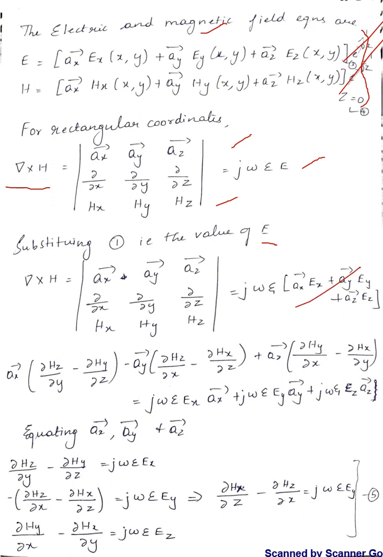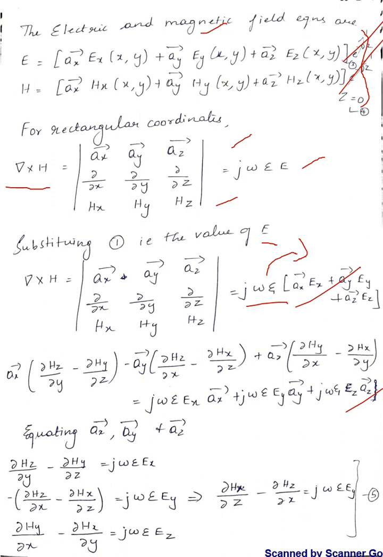So after that, I'm going to take the determinant. If I take the determinant for the above equation, Ax vector dou Hz by dou y minus dou Hy by dou z, minus Ay vector dou Hz by dou x minus dou Hx by dou z, plus Az vector dou Hy by dou x minus dou Hx by dou y. And this j omega epsilon E, I am going to take inside the bracket. For all three terms, if I take it inside the bracket, I'll be getting j omega epsilon Ex Ax vector plus j omega epsilon Ey Ay vector plus j omega epsilon Ez Az vector.